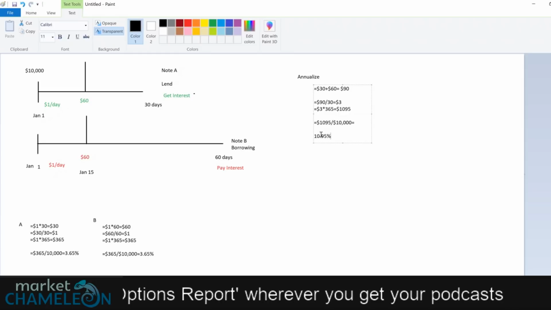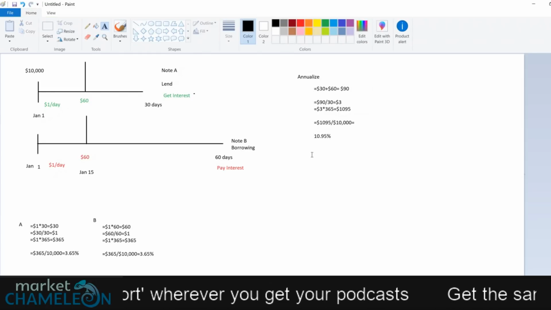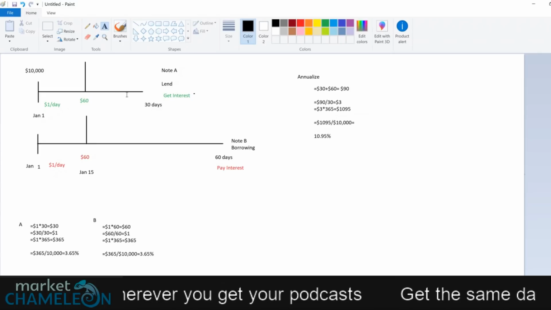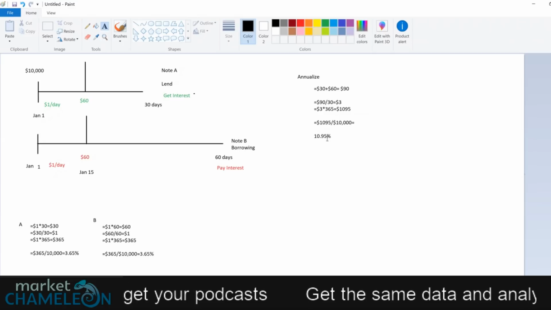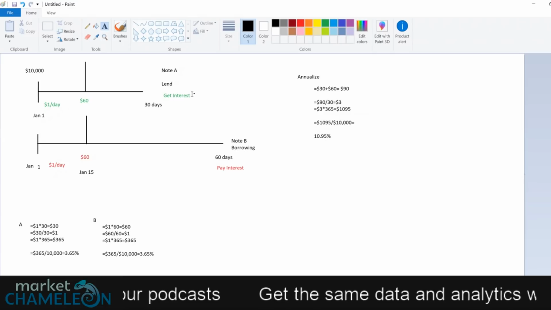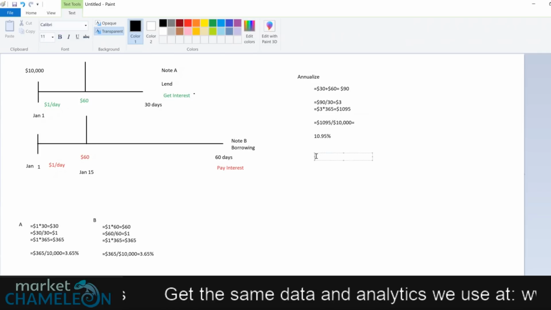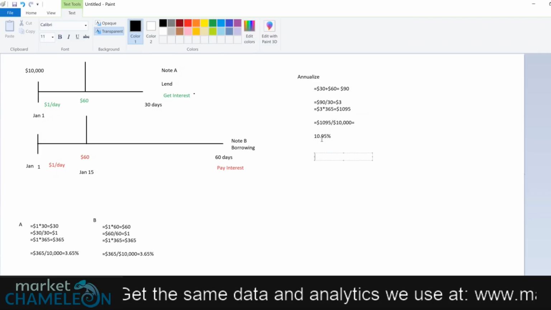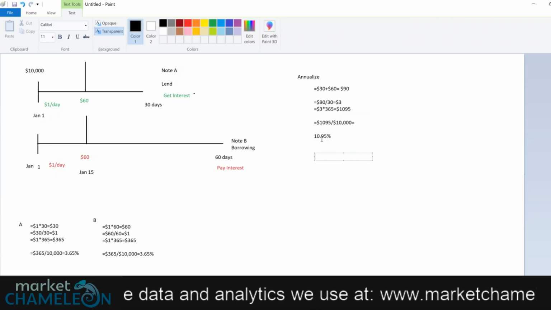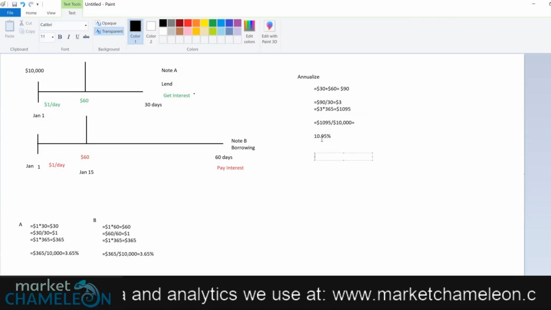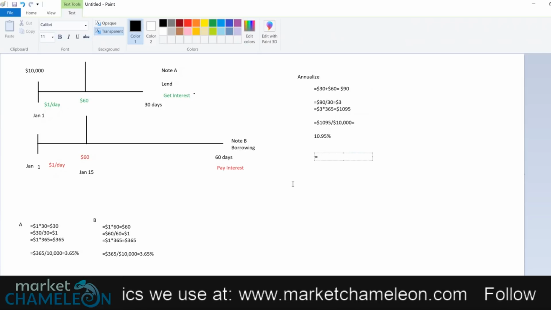Now this is what my model's telling me for A. Now let's look at B. So now it's thinking, I'm getting a 10.95% interest that I'm earning on this loan that I'm collecting. And this 10.95%, this is the equivalent of the implied volatility. Now look how this is going to look.